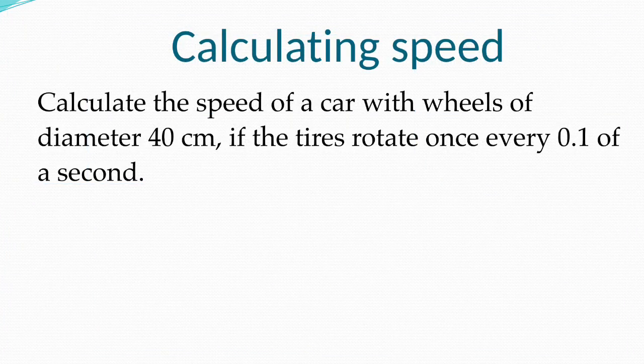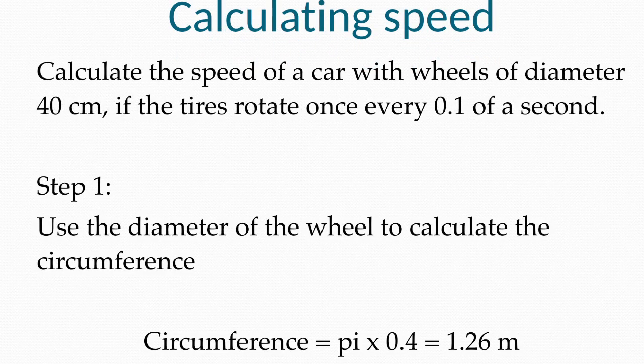We talked in the example of the bicycle about how its speedometer works, and I'd like to look at that in a bit more detail. Here we've got a car with a 40 centimetre tyre rotating once every tenth of a second. For this problem, the first step is to work out the circumference of the tyre, which tells us how far the car will travel in one rotation.